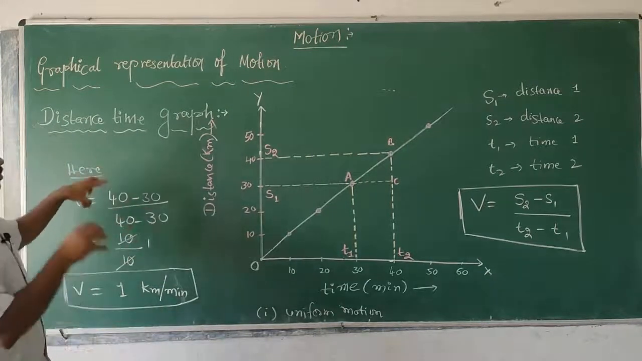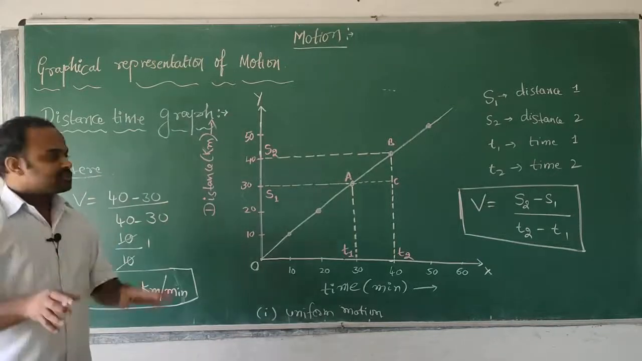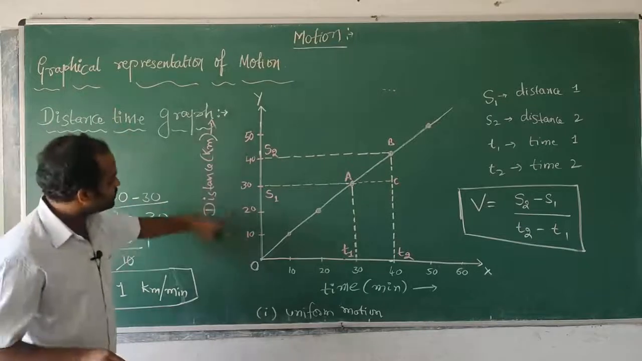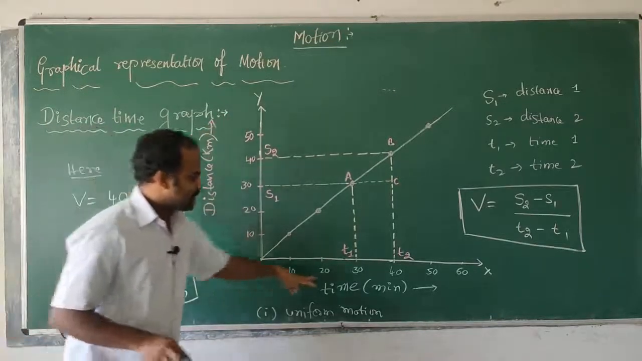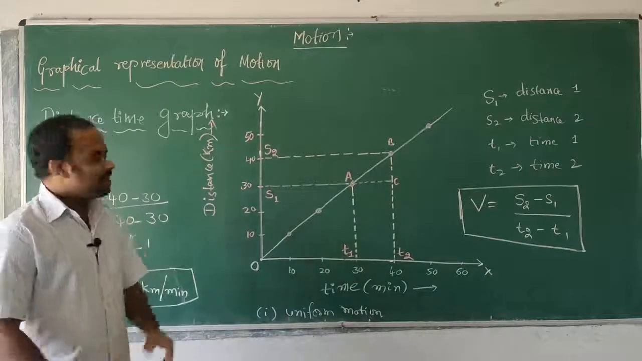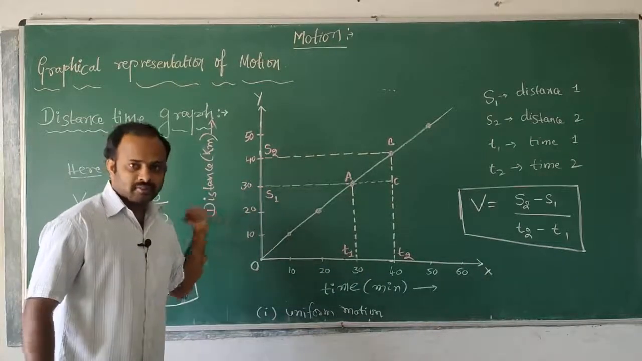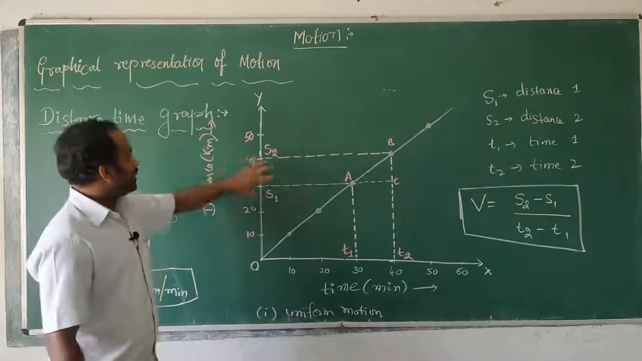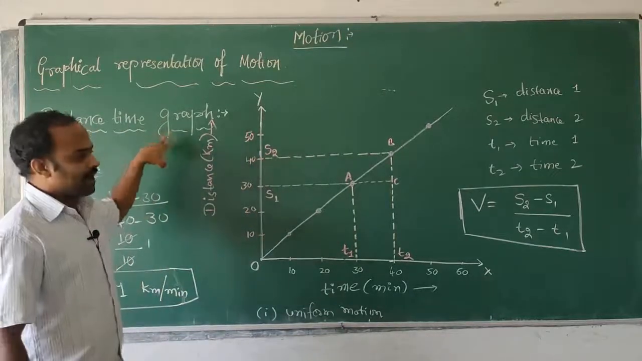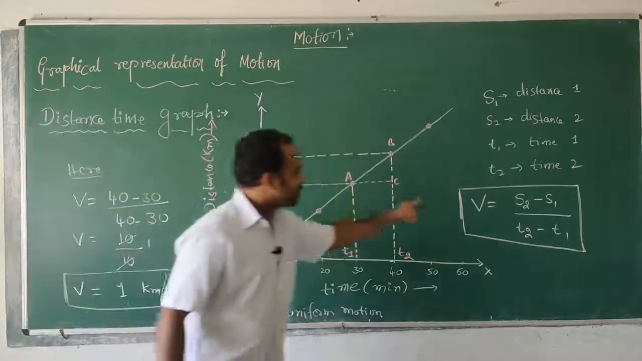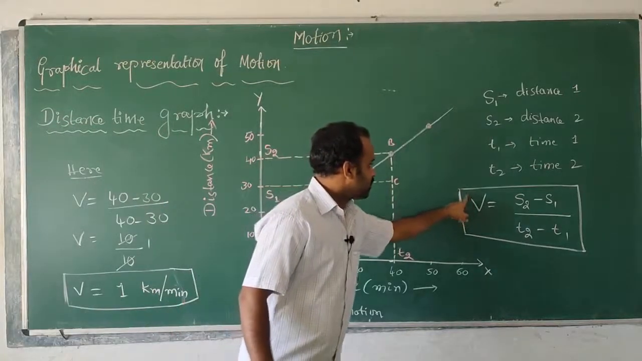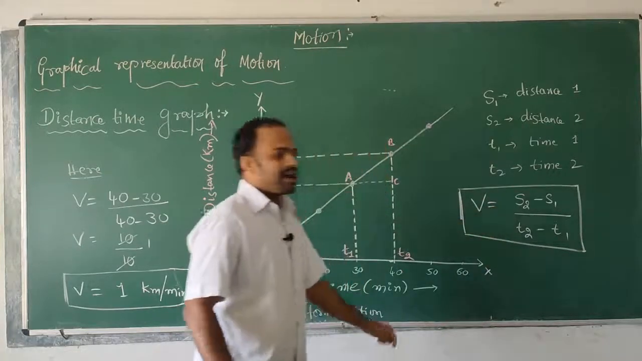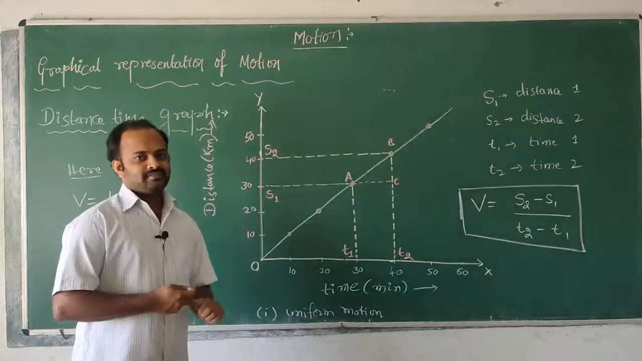Okay, this type of graphical representation is called as distance time graph. In distance time graph, distance is taken along y-axis and time is taken along x-axis, and for different values of distance, for different values of time, if we plot the graph, then it is called as distance time graph. Okay, here is the equation for velocity. We can find from this graph V is equal to S2 minus S1 divided by T2 minus T1.